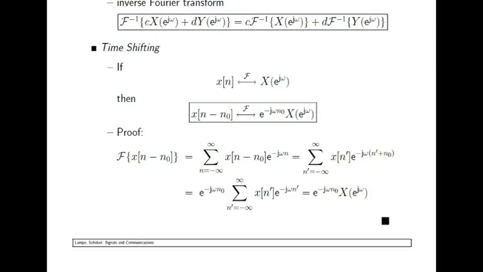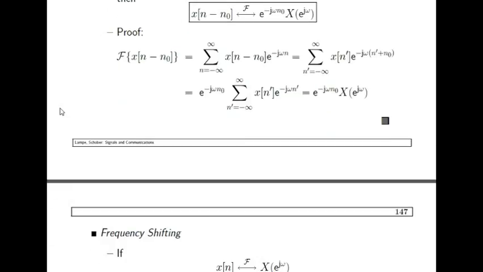If x of n has Fourier transform X of e to the power j omega, then x of n minus n naught will have Fourier transform e to the power minus j omega n naught times X of e to the power j omega. This time I am not going to teach you the proof because I have told you earlier also. So this time you have to do it yourselves. The next property is the frequency shifting property.